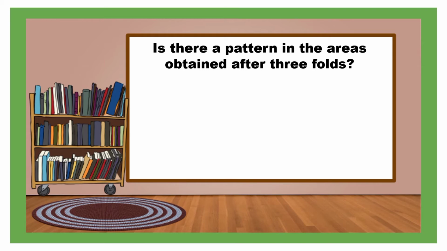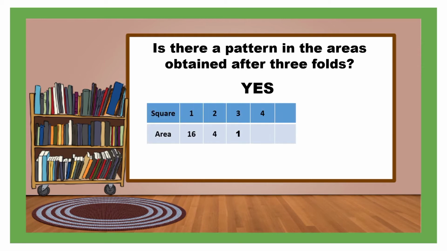Is there a pattern in the areas obtained after 3 folds? The answer is yes. If we're going to look at the numbers or the area from the table, we have 16, 4, and 1. 16 divided by 4 equals 4. Divided by 4 equals 1. Is there a common ratio from 16, 4, and 1? The answer is yes.